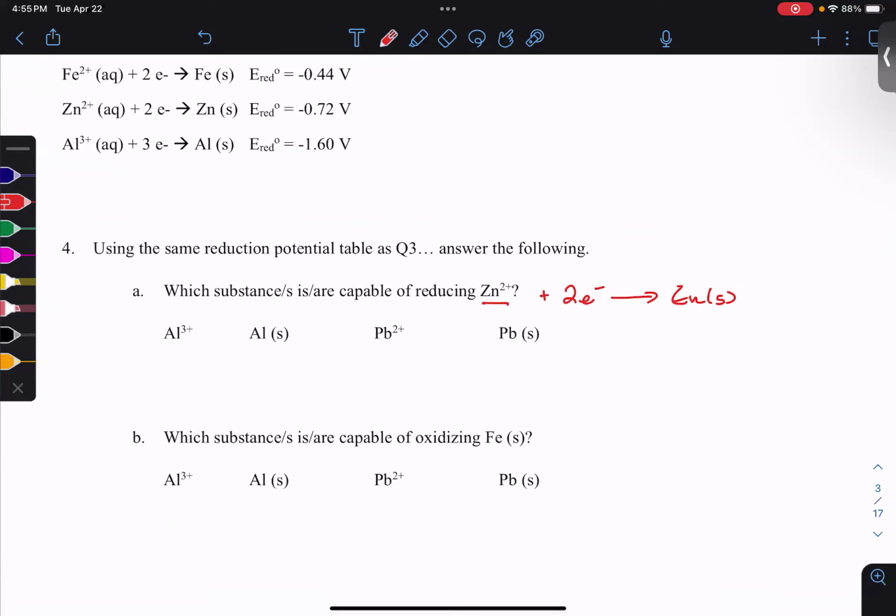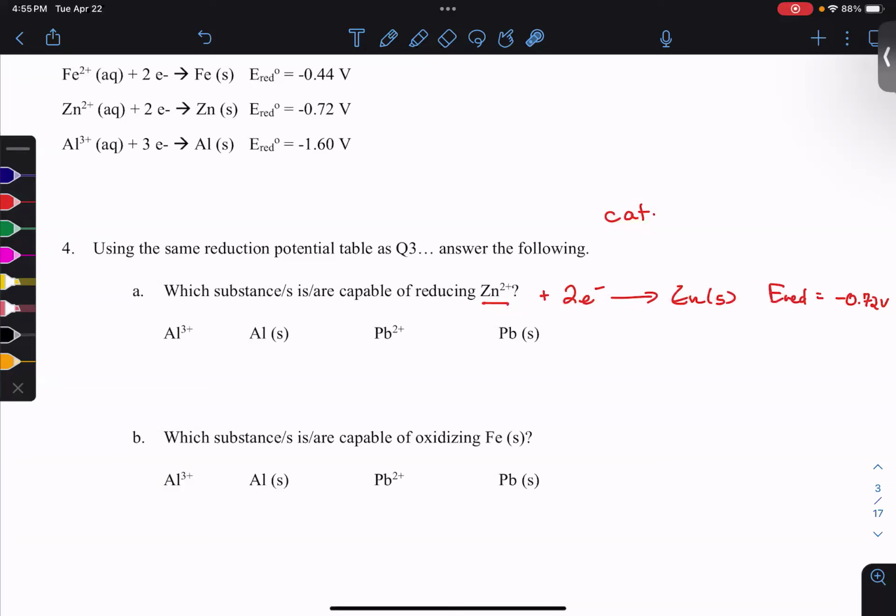is zinc going to be the cathode or the anode? It's going to be the cathode. So let's go ahead and write that reduction potential. It is equal to negative 0.72 volts. So we are looking for what? We've decided zinc is the cathode.